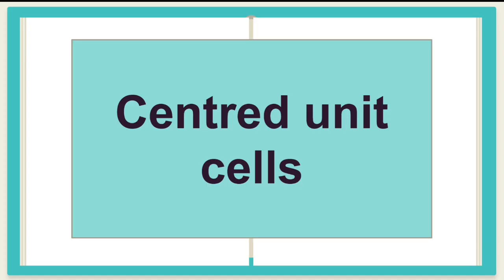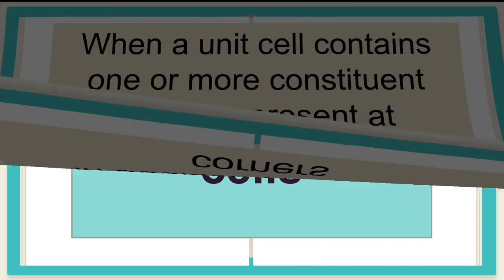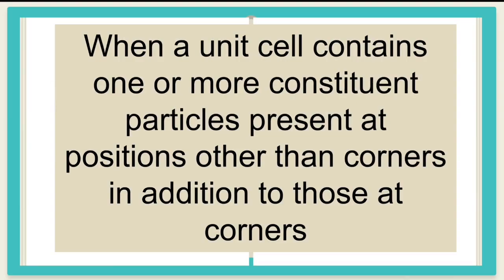Centered unit cells. Now, a unit cell contains one or more constituent particles present at positions other than corners, in addition to those at corners. We have already seen primitive unit cells, where particles are present only at the corners. But in centered unit cells, particles are present at the corners, and in addition they are present at other positions also. So they are called centered unit cells.